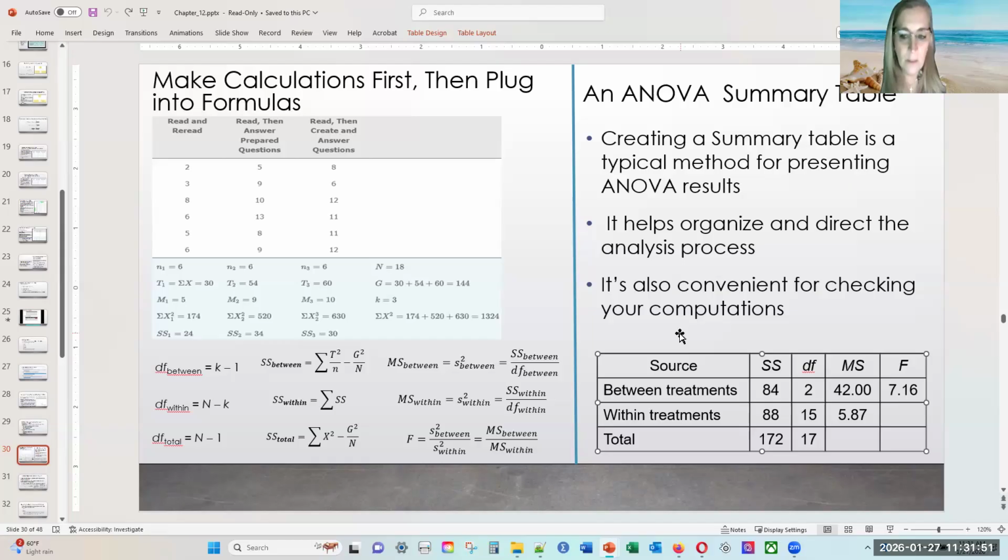I've created this slide to help you. You could probably print this out, which will help you memorize the different formulas for each of these steps.